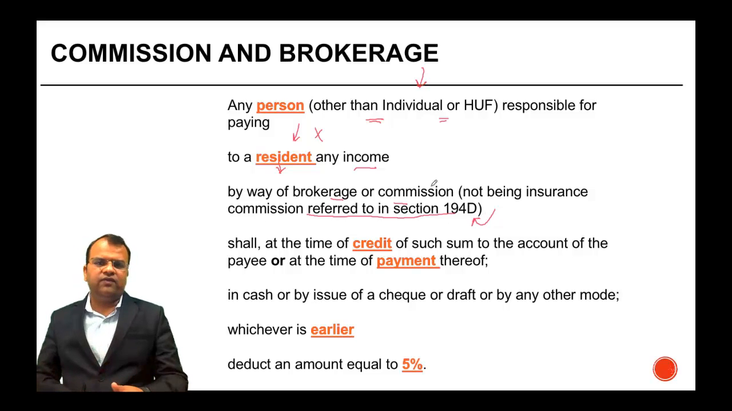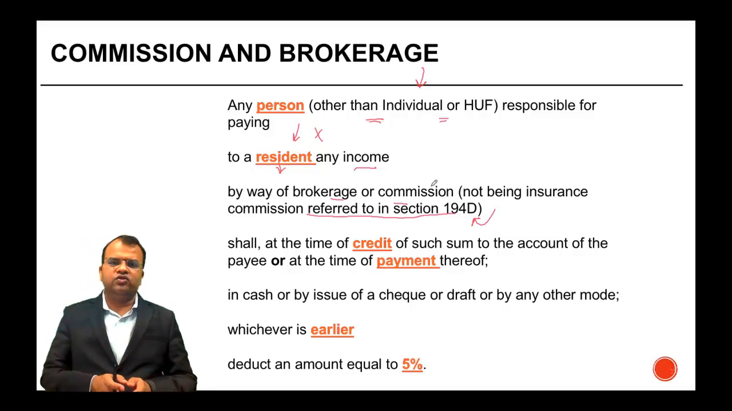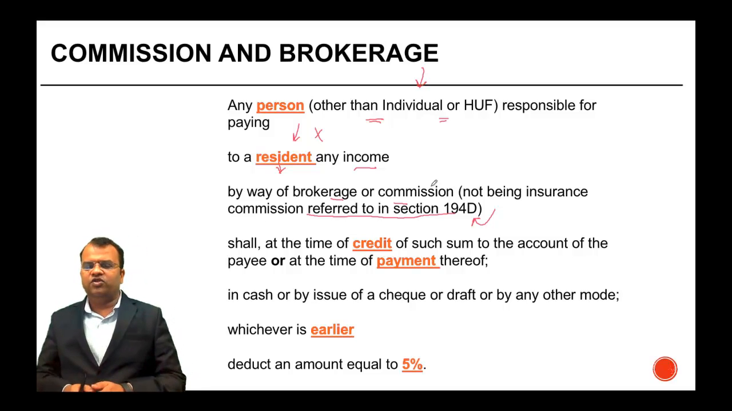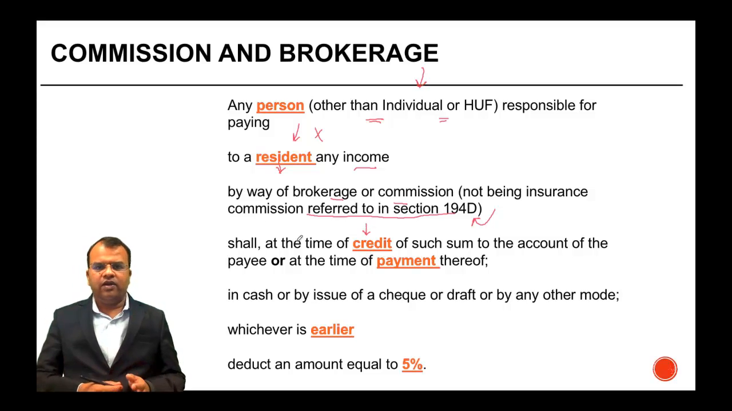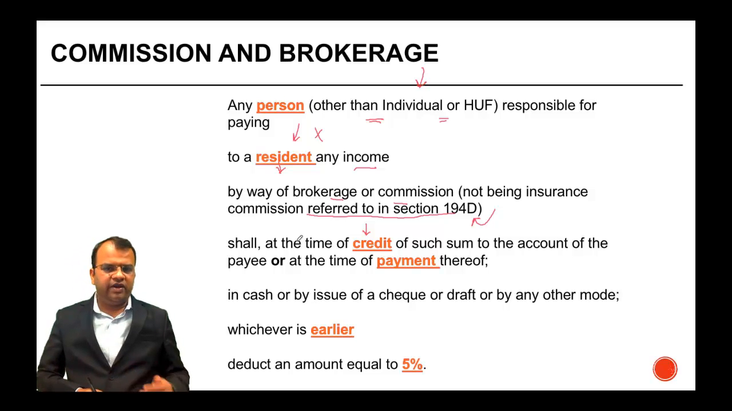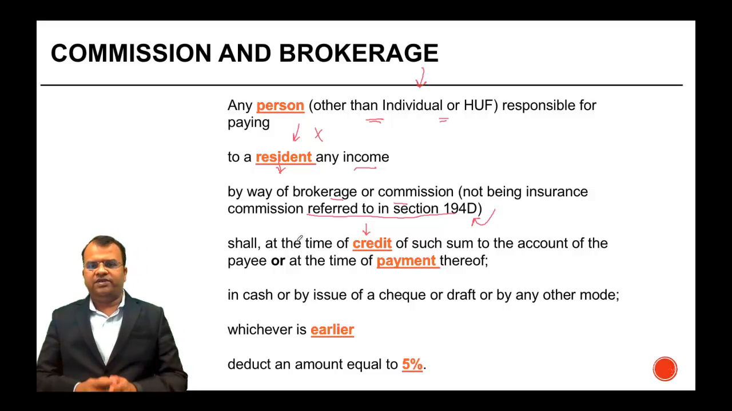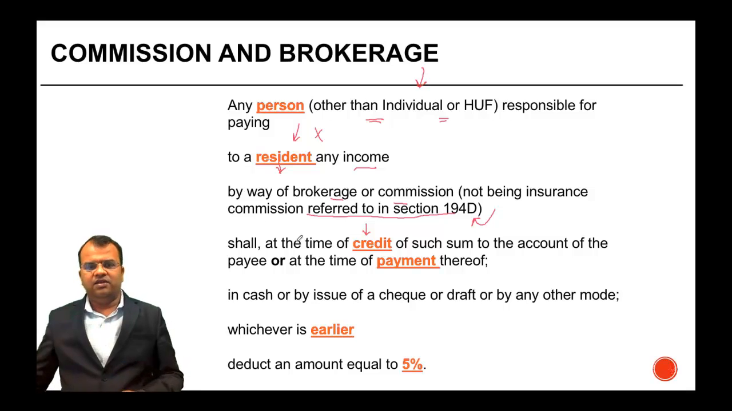Since it's a specific form of commission which is covered under a different section, section 194H is also not applicable on insurance commission. Shall at the time of credit of such account to the account of the payee, or at the time of payment thereof, in cash or by issue of check or by draft or any other mode, whichever is earlier, deduct an amount equal to 5%. So TDS is 5% at the time of credit or payment, whichever is earlier.